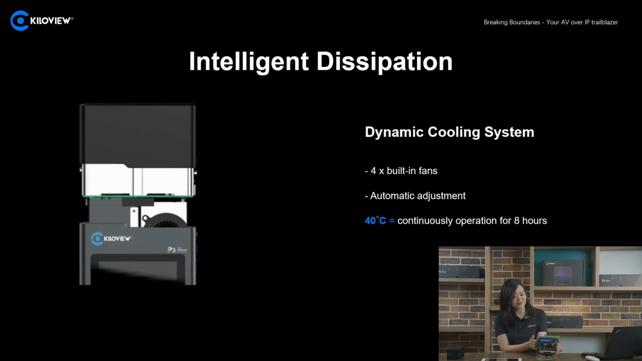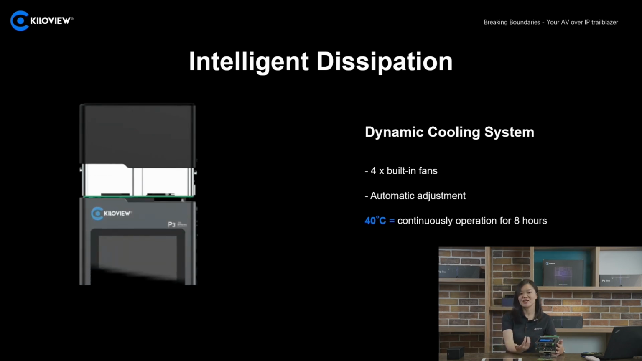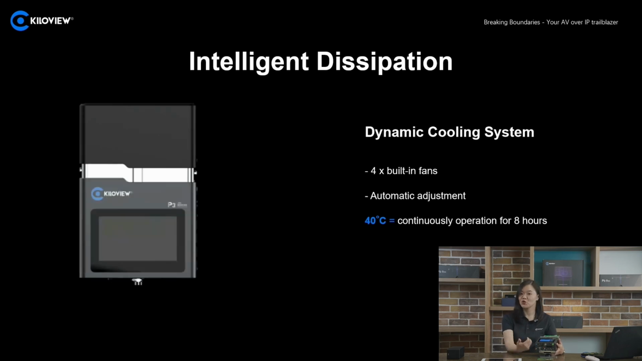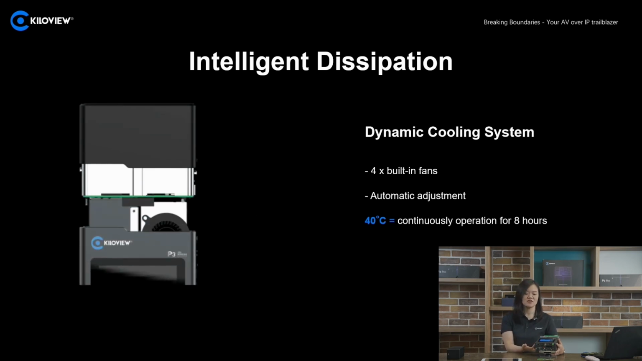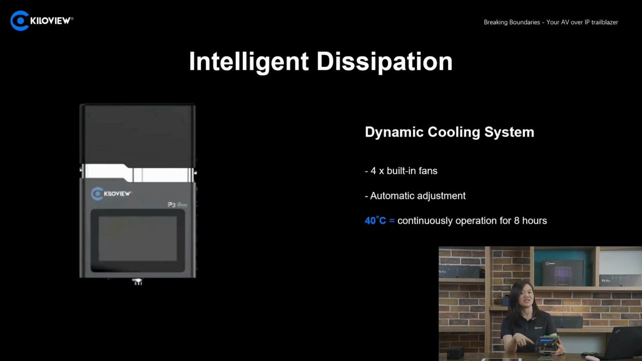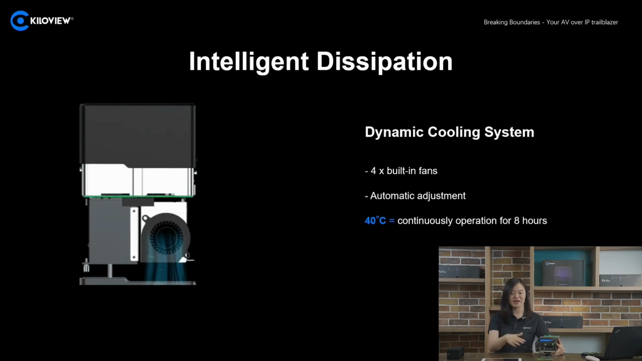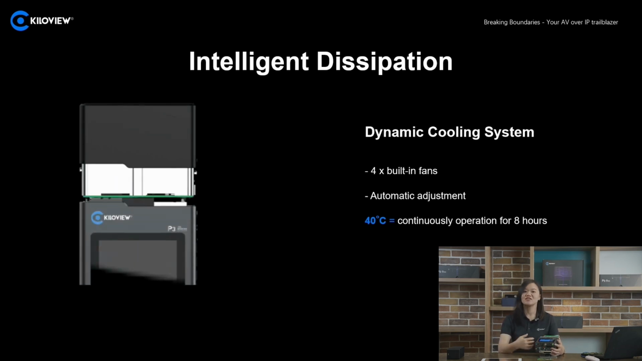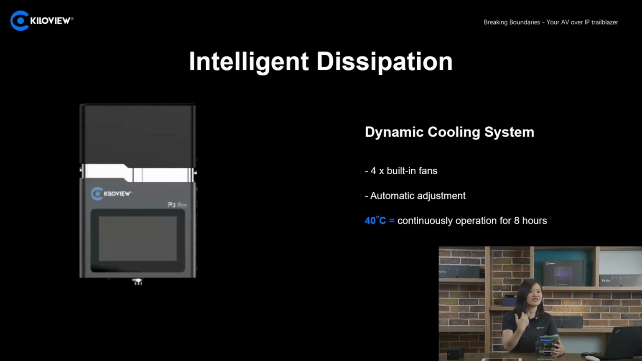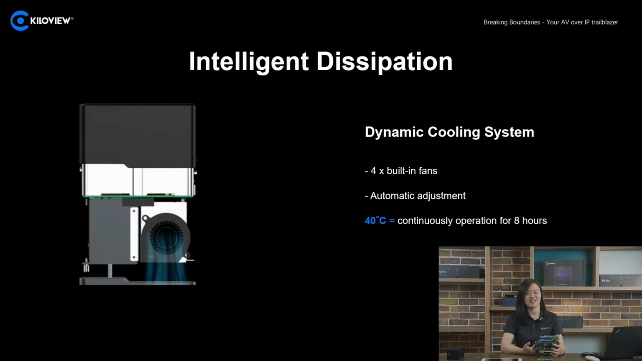So inside the P3, we designed up to 4 internal cooling fans, and the speed of the cooling fans can be adjusted automatically based on the temperature sensor. So if the unit turns out to be hot, then the cooling speed will be higher than normal. But normally, if the temperature is cool enough, you probably cannot see the cooling fan working, so it's all automatic. So this all ensures the device keeps good performance, even in hot conditions.